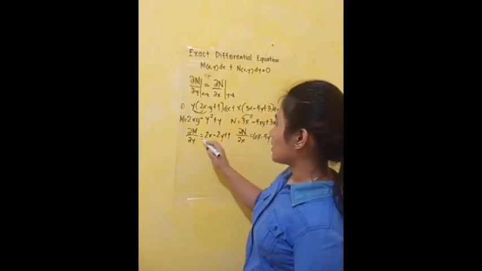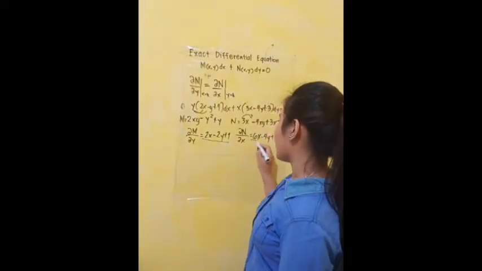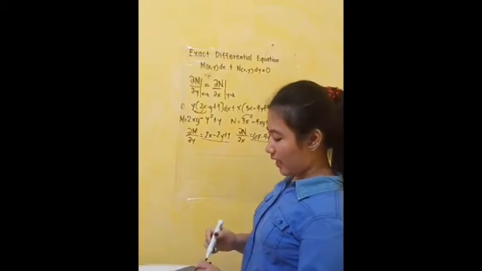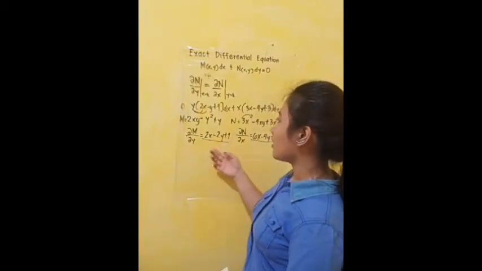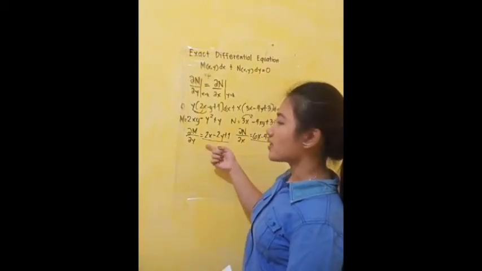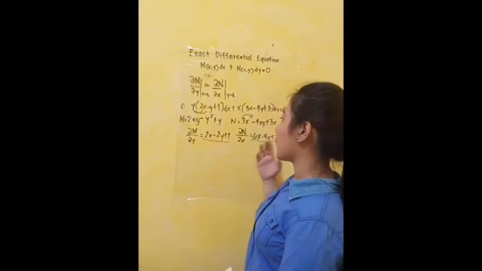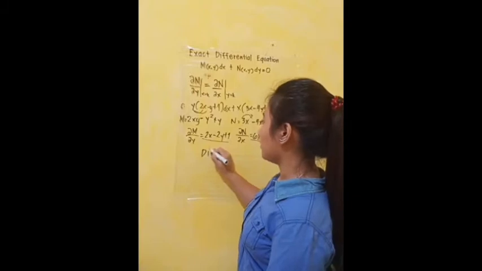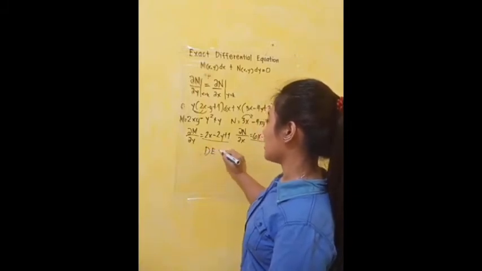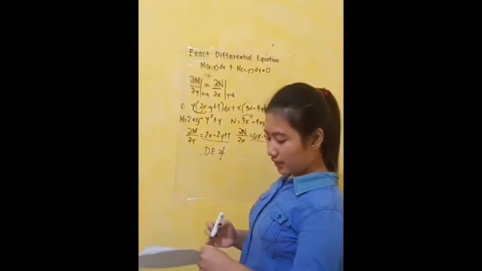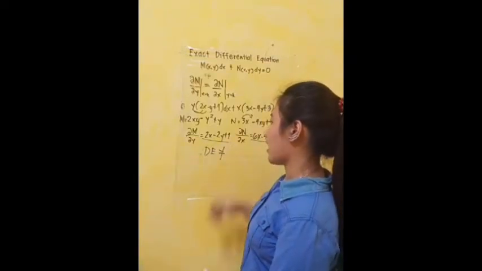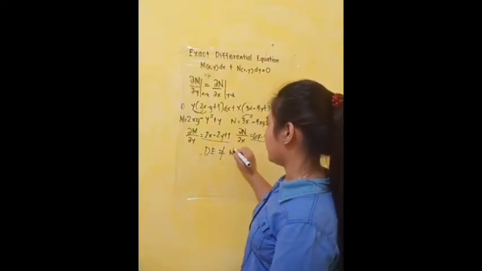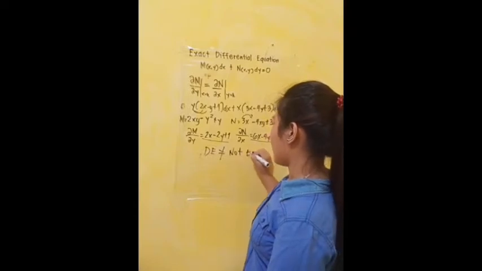So, ayan. Tapos titignan na natin kung exact ba, kung parehas ba sila or hindi. So, since hindi magkamukha yung partial derivative ng M natin at saka yung partial derivative ng N natin, so the differential equation is not equal. So, hindi sila exact. Not exact.